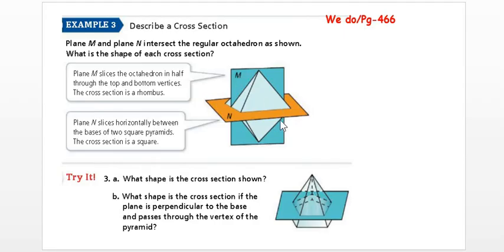So when you cut it vertically with the blue plane, you will get a rhombus. Each part of the octahedron will show you a face that becomes a rhombus. Okay, plane N slices horizontally between the bases of the 2 square pyramids. The cross section is a square. So if you cut it this way, where my cursor is moving with plane N, you will get a square. Okay, now if you look at this diagram, it is asking what shape is the cross section shown.